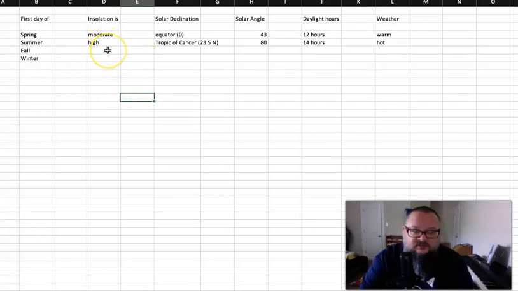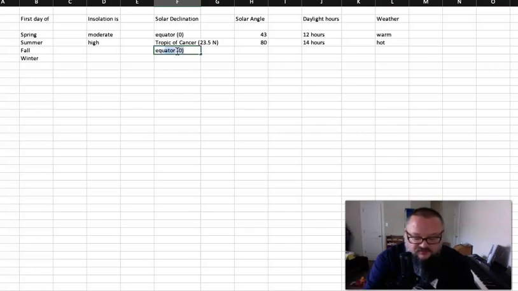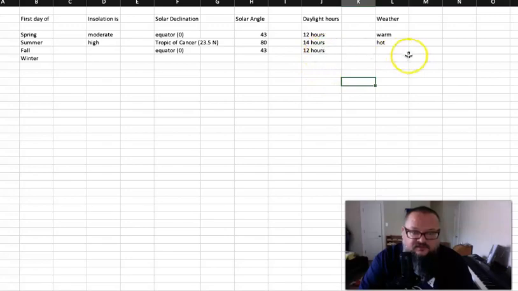Okay, so let's go to the first day of fall now. This should be really easy because on the first day of fall and the first day of spring, everything's exactly the same, or very, very close to the same. So the solar declination on the first day of fall, you guessed it, is at the equator. That's 0 degrees. Solar angle for us will be about 43. It may not be exactly the same, but it will be very close. And every place on the planet gets 12 hours of daylight.